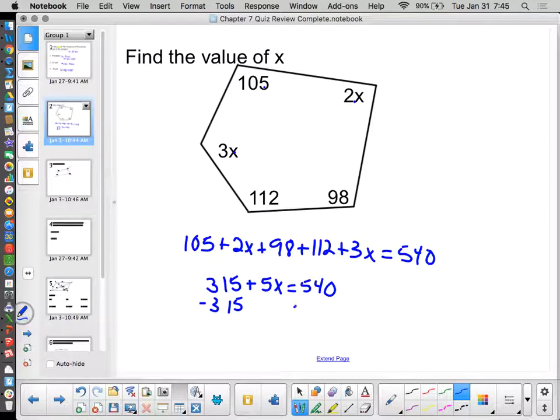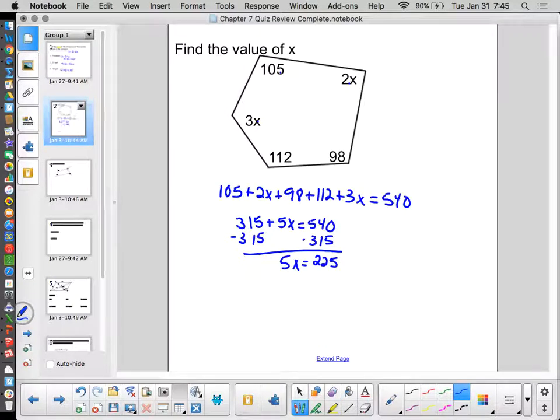And I can minus the 315. And I get 5x equals 225. So divide by 5. And so x is 75. Is that right? 225 divided by 5? No, 225 divided by 3 is 75. 225 divided by 5 is 45? 45. Sorry. So x is 45, and it says find the value of x, so we can stop.